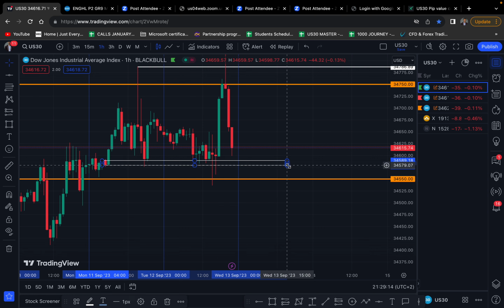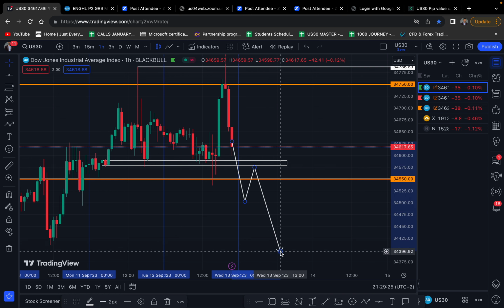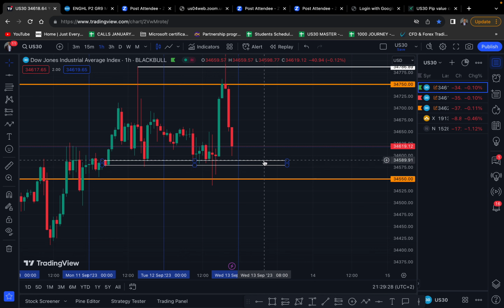We're gonna use that as our support. So if the market does manage to break here, now we have two supports. We have a key level and we have that. So the market is just gonna continue down. So the goal, we don't want the market to break here.